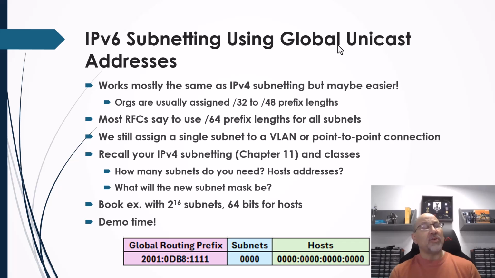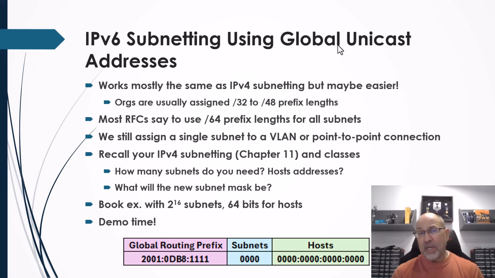So in the examples that we've done so far, you saw that our global routing prefix was a /48. And then if we say the host portion is going to be 64 bits, then our subnet space is all inside that 16 bits in the middle. So most RFCs say use /64 for all the subnets. So the prefix length for a subnet will almost always be 64. But again, if your global routing prefix is /48, all your subnetting is right inside that one quartet of 16 bits.